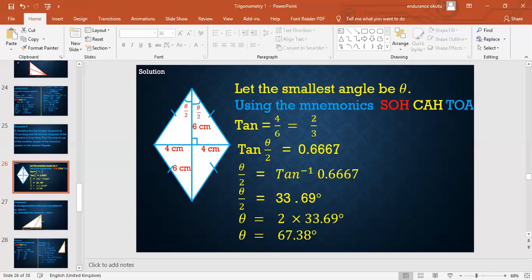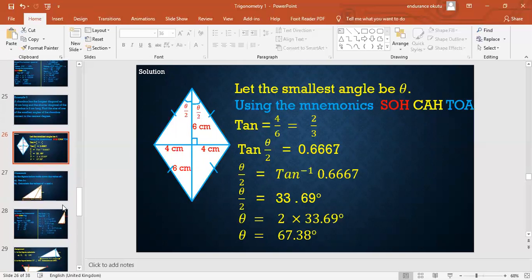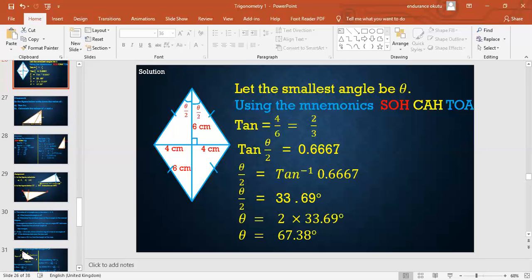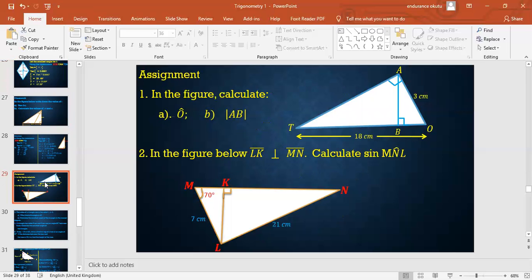I hope you're following. These are a few examples I want you to treat. When we meet again, I'm going to give you some class exercise to solve. Although I still have some, I look at this other one. These are your assignments relating to sine, cosine, or tangent. You can use any of them. Most of them are derived from your New General Maths textbook.